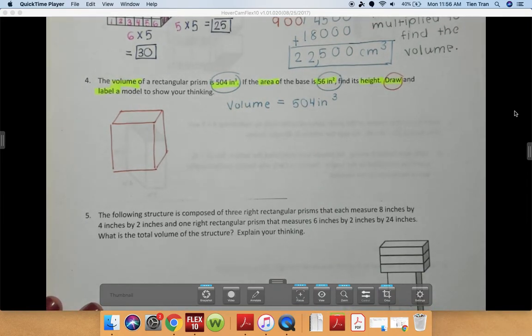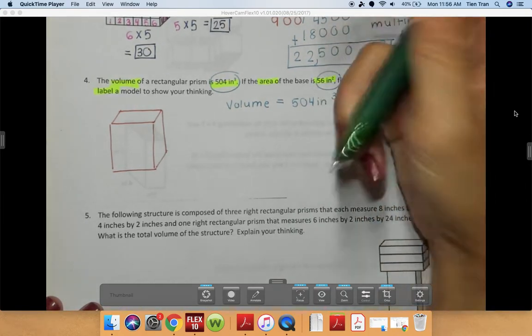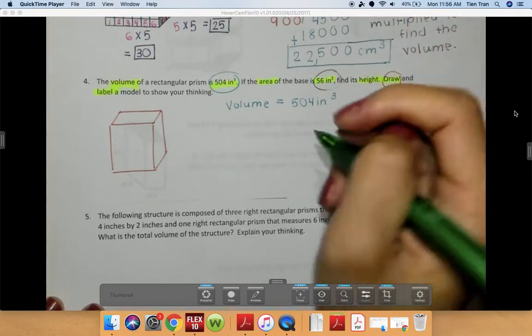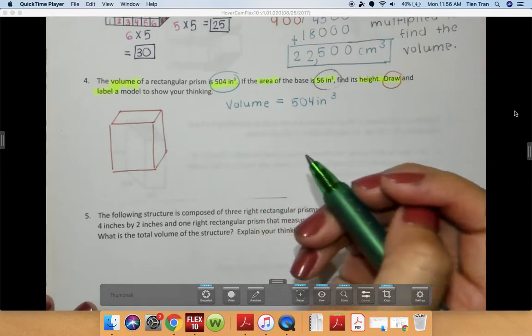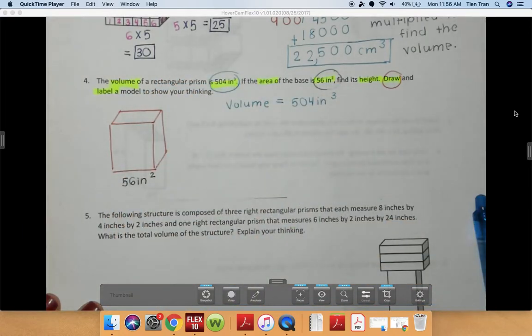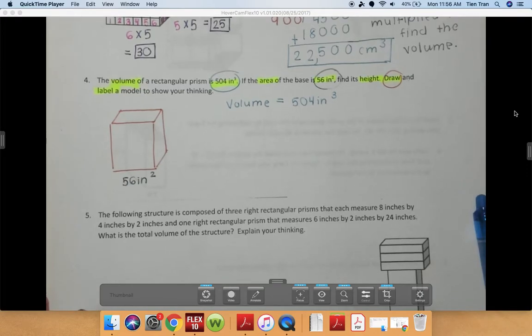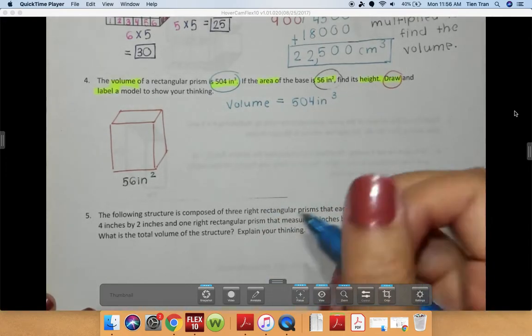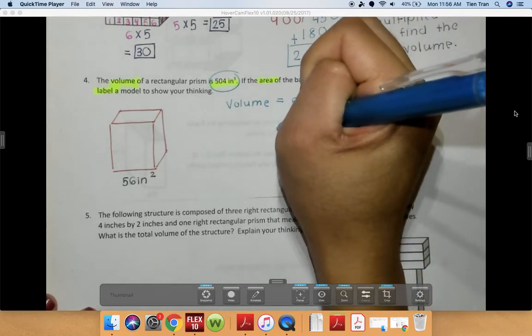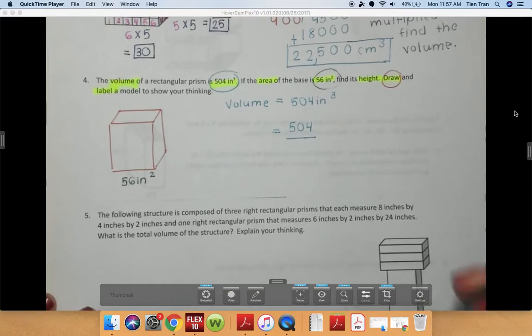So they're asking me to find the height. So my base is 56 inches squared. And where is my base? My base is going to be right here. 56 inches squared. Now, I need to figure out what my height is. And in order to find my height, I'm going to divide. So I'm going to divide my volume, which is 504, and I am dividing it by 56.